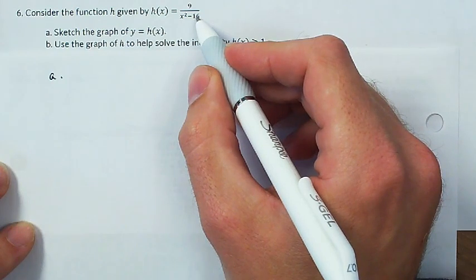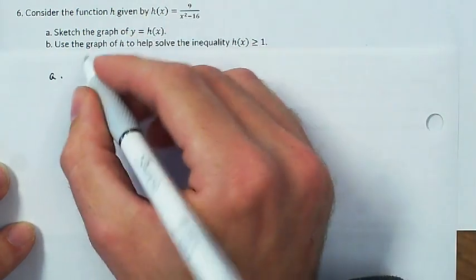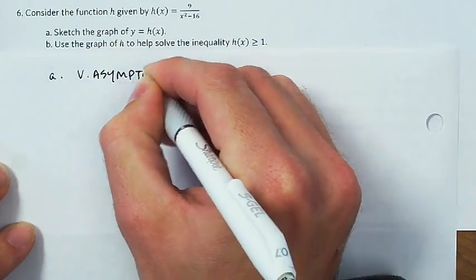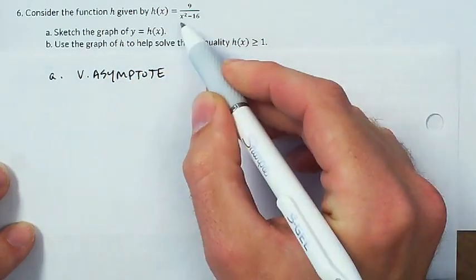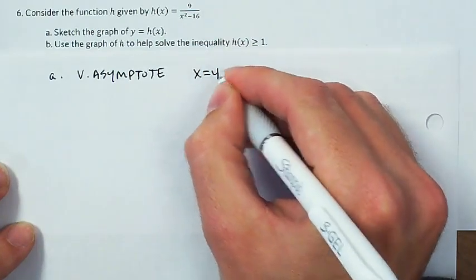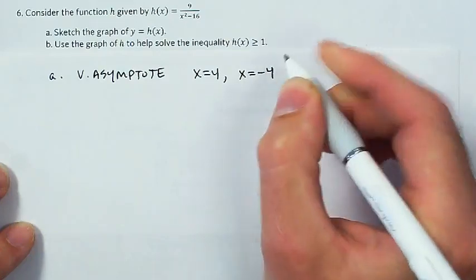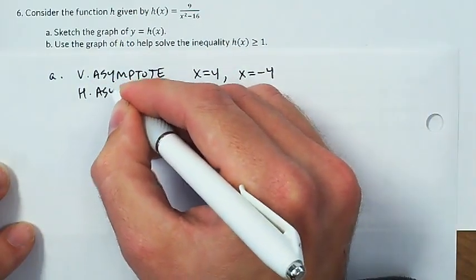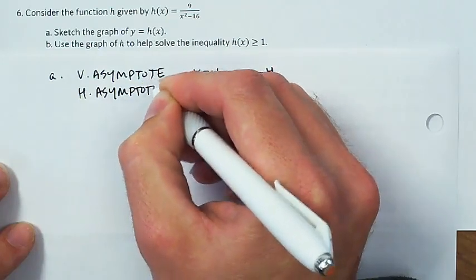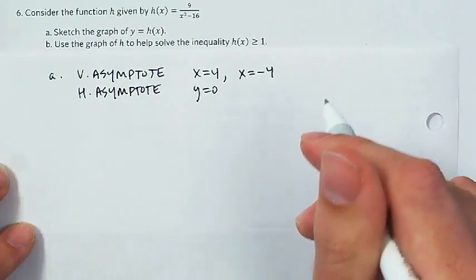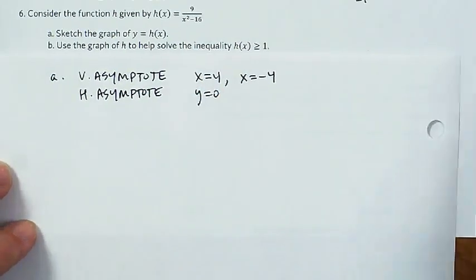What's going to happen here? Vertical asymptote would be any x value that causes division by 0. So if x is 4 or if x is negative 4. Horizontal asymptote is still going to be y equals 0, for the same reasons as usual. A fraction can't equal 0. The bigger x gets, the more I'm dividing by, getting closer to 0.